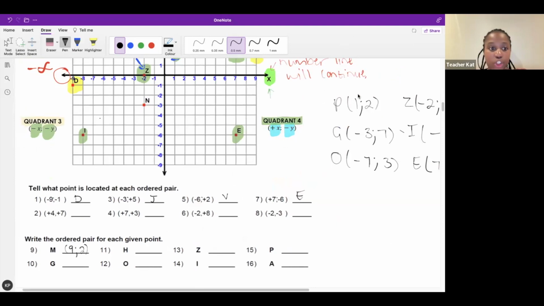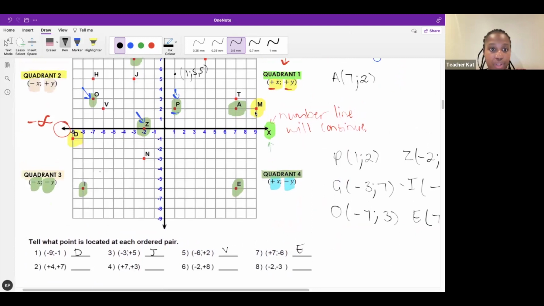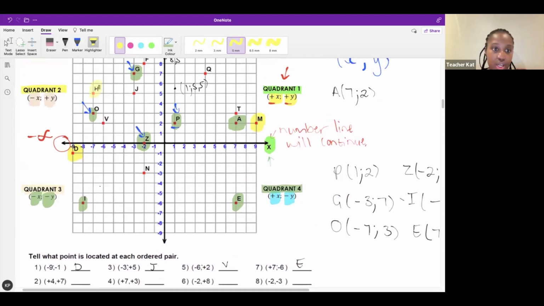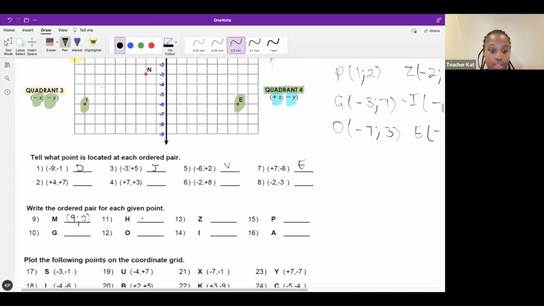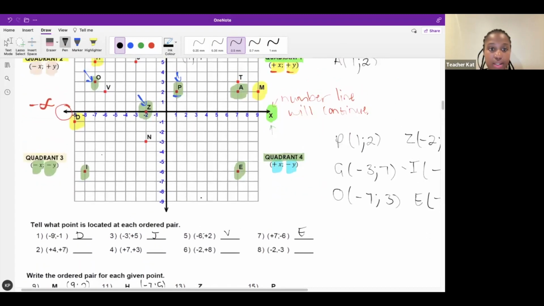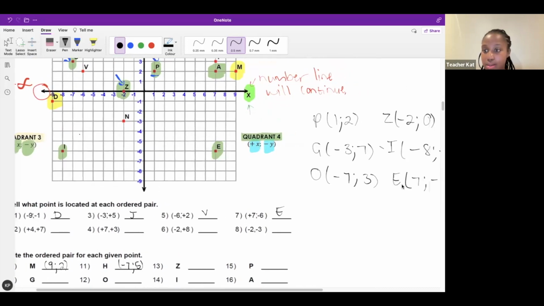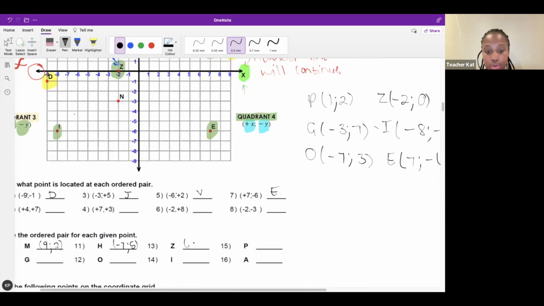Coordinates for H. Let's see, coordinate for H. That's over here. My coordinates for H, let's see, -7, +5. That's correct. Beautiful, guys. Z, okay, we've already done Z. We said -2 and 0. And P we've already done is 1 and 2.